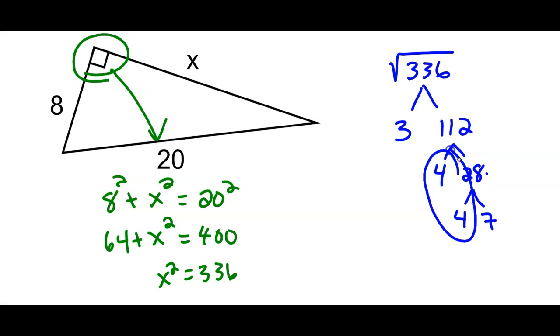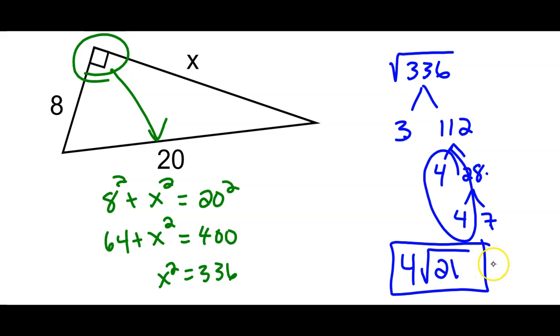So I got a pair of 4s here. I'm going to take out that 4, and these are both prime. I'm going to multiply them back together, and I get 4 square roots of 21. So that's the length of that side. That's how I want you to write your answer in simplest radical form. It's about 18.3, but I want to see that you can do this measure right here.